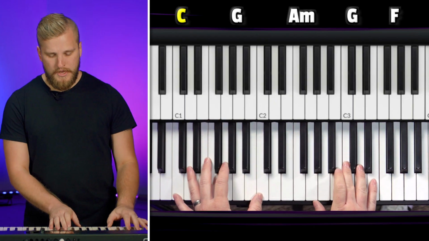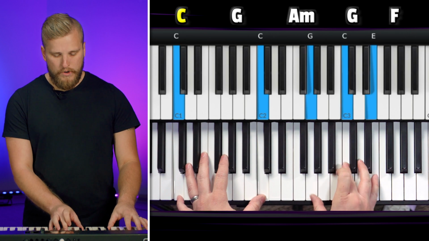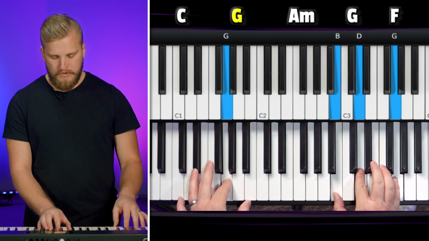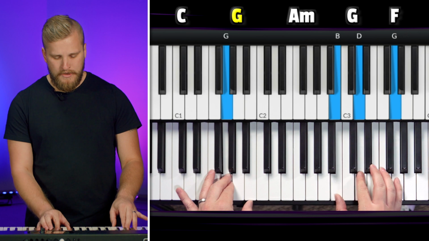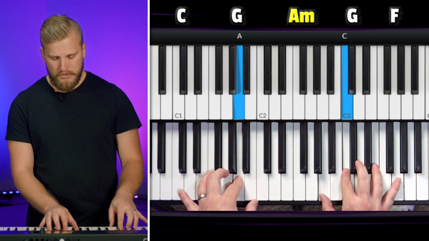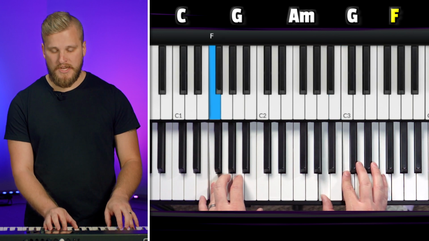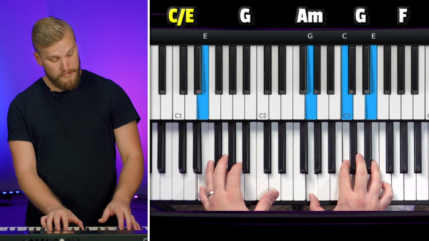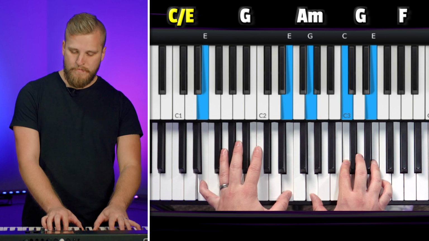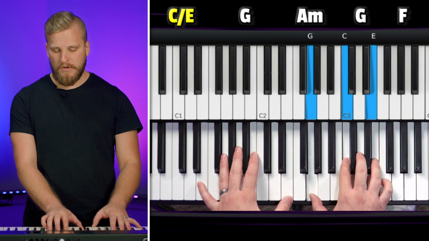What a beautiful name it is. The name of Jesus Christ our King. Here comes the C slash E, C over E. It is. So I'm just playing E bass note and the same exact C chord in the right hand.